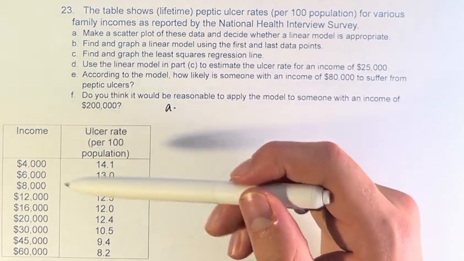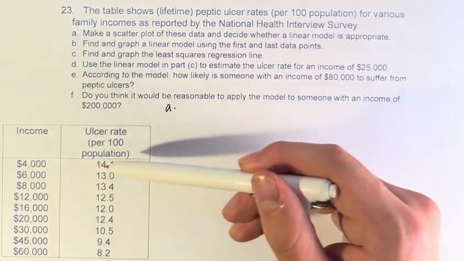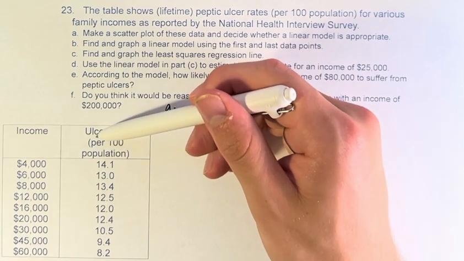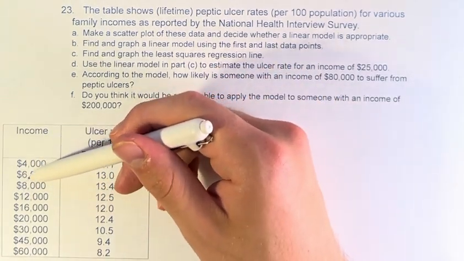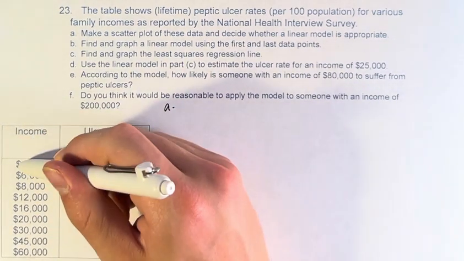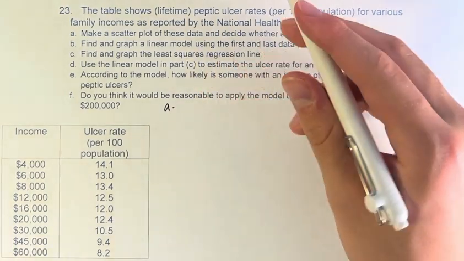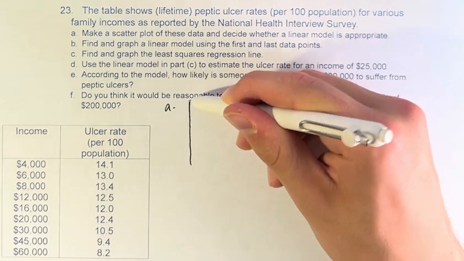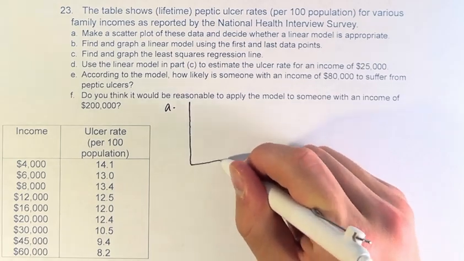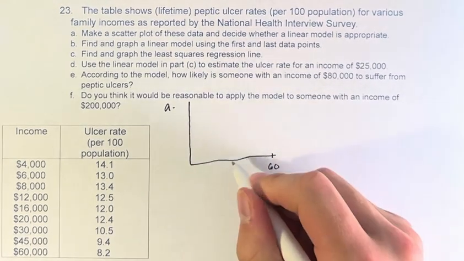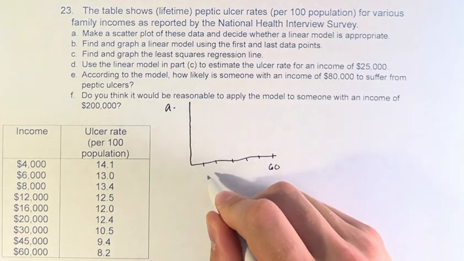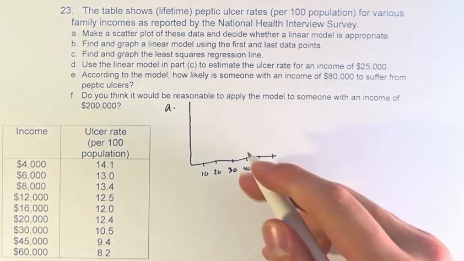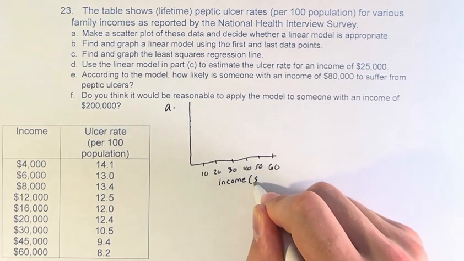So right here, we have income, which I'm going to do in terms of thousands. We're going to be doing linear models in future steps, and tracking a difference in ulcer rate of 1 over $2,000 of income is going to be very hard to see, so it's going to be 4 instead of 4,000. So let's graph this. We're going from 4 to 60, so that'll look something like this, up to 60, and so we can do 10, 20, 30, 40, 50. And this is the income in thousands of dollars.